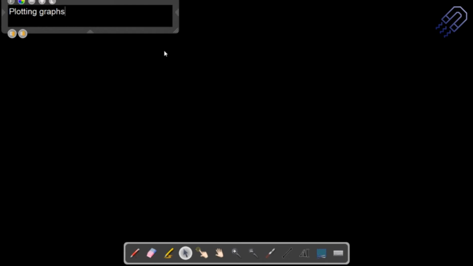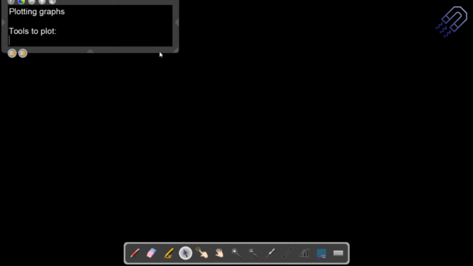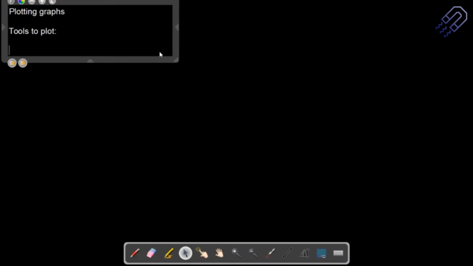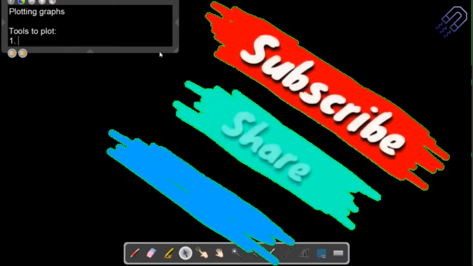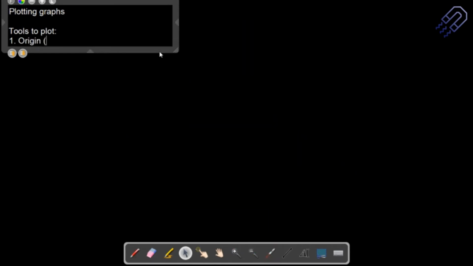So you always get some tools to actually plot graphs. If you go for any kind of scientific research, most of these graphs are being plotted by a software which is called Origin. So this is a software which you need to learn, and it doesn't take that much time because all of us are nowadays a bit tech savvy.